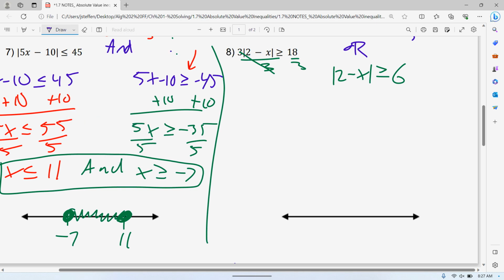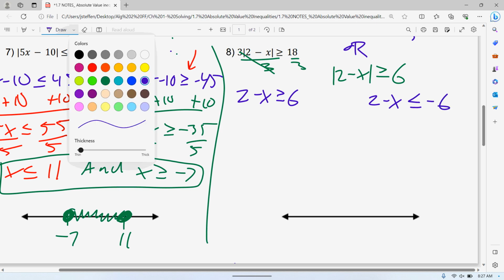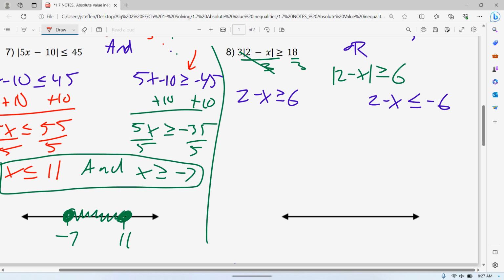So once we have that, we're going to split it up into our two equations. So 2 minus x is greater than or equal to 6. And 2 minus x is less than or equal to negative 6. Always flip the sign with that negative. And from here, subtract 2. Negative x is greater than or equal to 4. And again, now this is one of those where it's a little bit tricky, and it's not hard. It's hard to remember because there's a lot going on. But now I divide by negative 1. Since I divided by a negative, you have to flip your sign. Sorry, I shouldn't have said it that way.